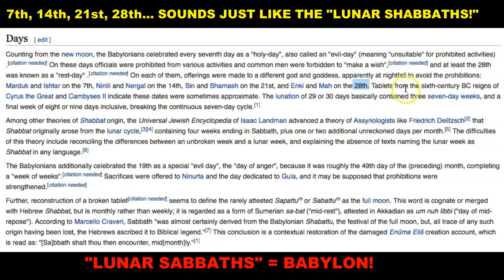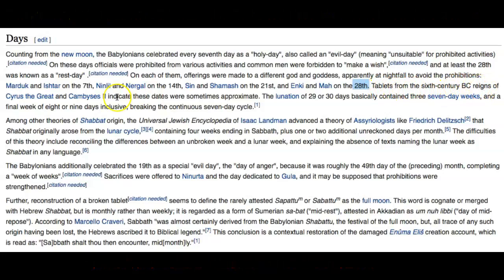It says here, tablets from the 6th century BC reigns of Cyrus the Great and Cambyses II indicate these dates were sometimes approximate. The lunation of 29 or 30 days basically contain 3 7-day weeks and a final week of 8 or 9 days inclusive, breaking the continuous 7-day cycle. Sounds just like the lunar Sabbath. Again, this is once again showing you that the lunar calendar and the lunar Sabbath has nothing to do with scripture, but actually has pagan Babylonian origins and roots.